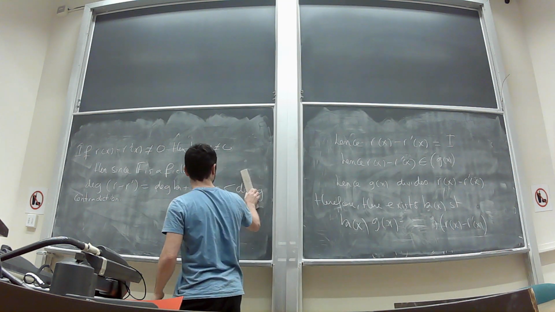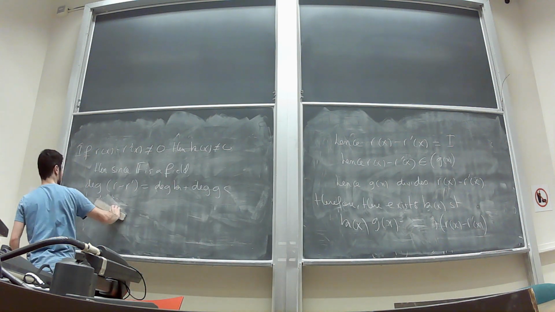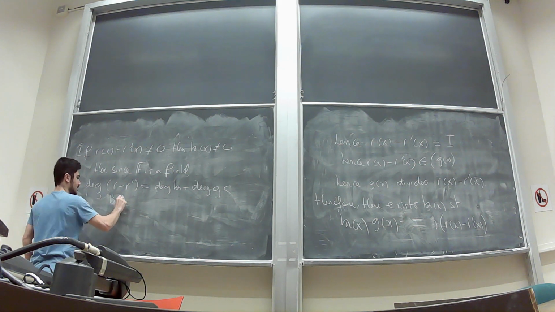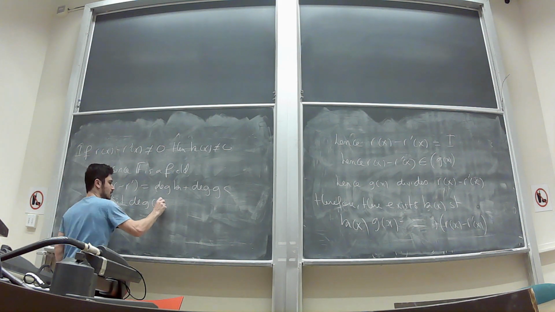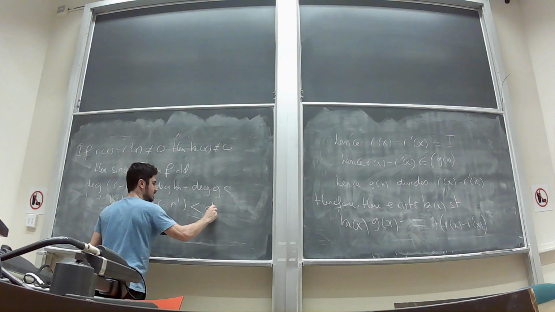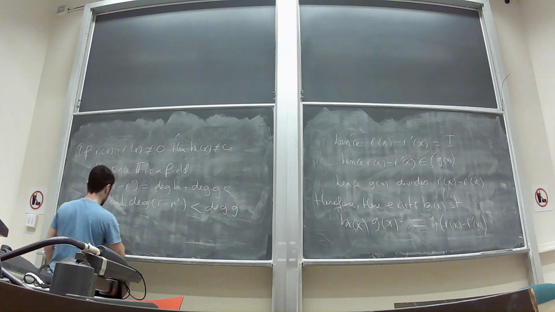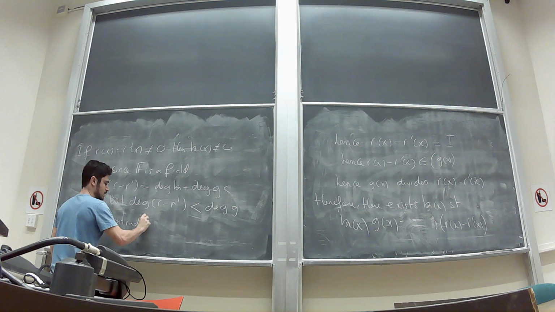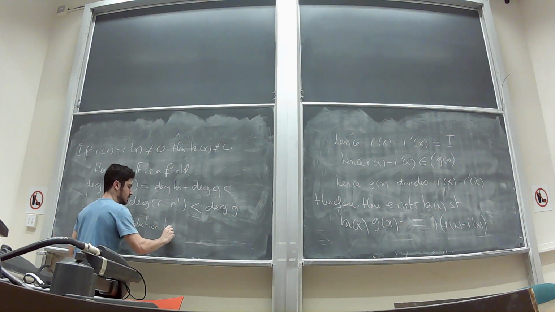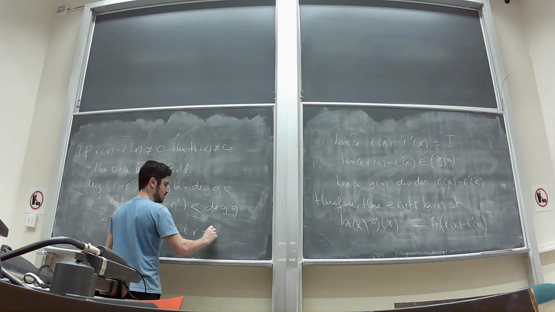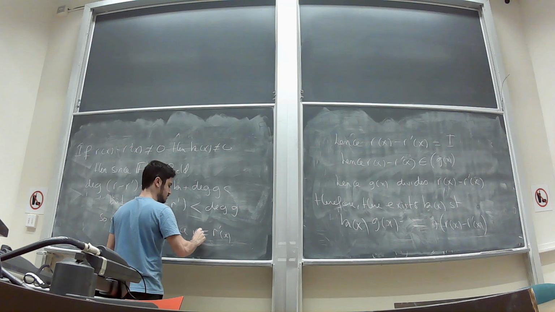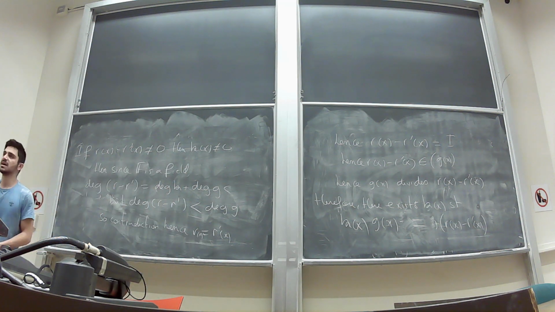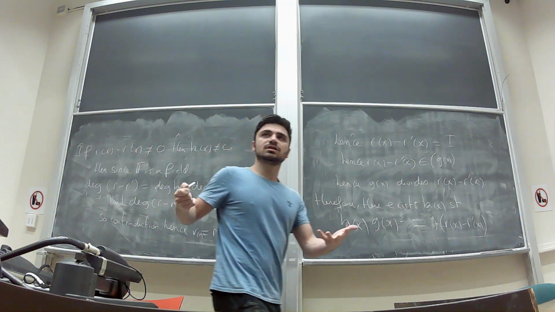Should I write one more line? Let's write one more line. But the degree of r minus r prime is strictly less than the degree of g. So, contradiction. Hence, r is equal to r prime of x. Okay? This is the idea here. The uniqueness of the remainder.